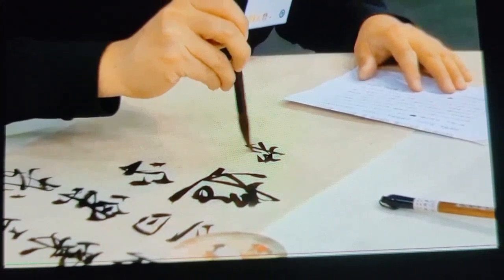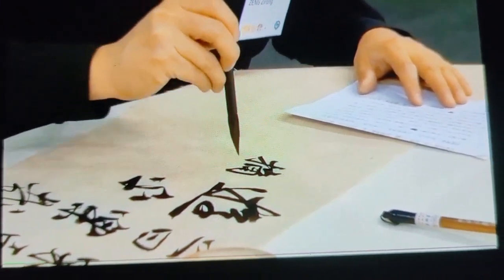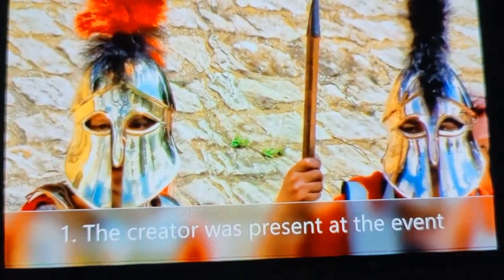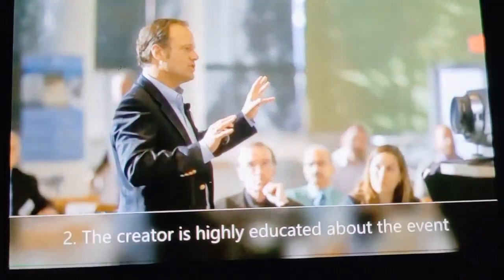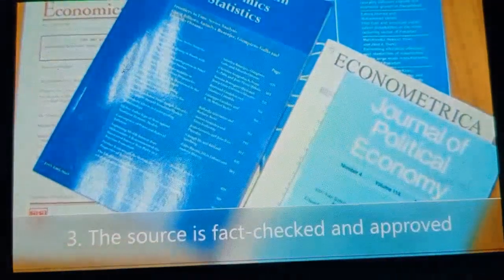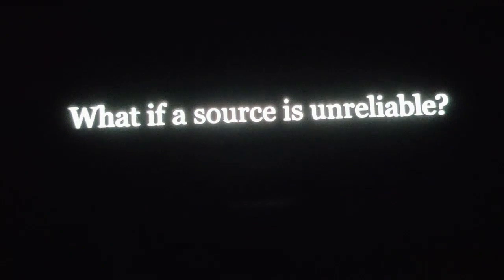Once you know enough about the creator of the source, you can argue that a source is reliable based upon any of the following information: that the creator of the source was personally present at the event, or that the creator of the source has a highly educated perspective on the topic, such as a university professor. Alternatively, that the source has been fact-checked and subsequently approved by its audience, such as an academic journal. But what if you find that a source is unreliable?